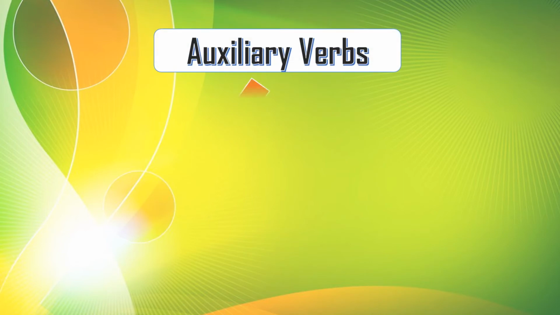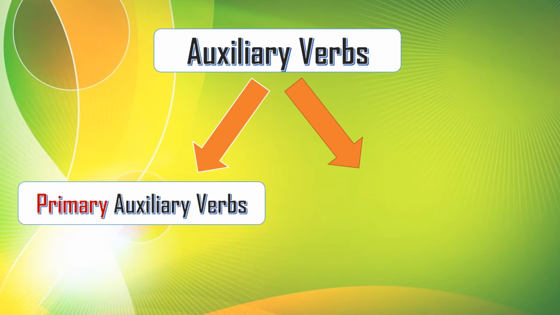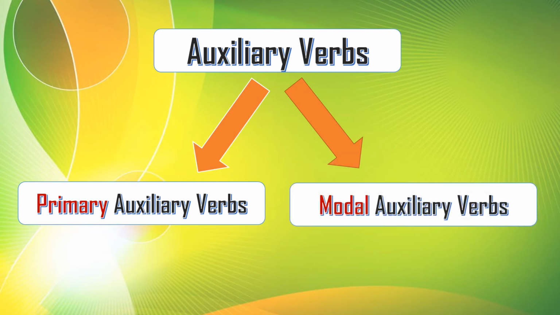Then next, there are two types of auxiliary verbs. We have seen what an auxiliary verb means: auxiliary verb means helping verb. So there are two types of auxiliary verbs. The first one is primary auxiliary verbs and the second one is modal auxiliary verbs. So in today's session we are going to learn about the primary auxiliary verbs in detail.